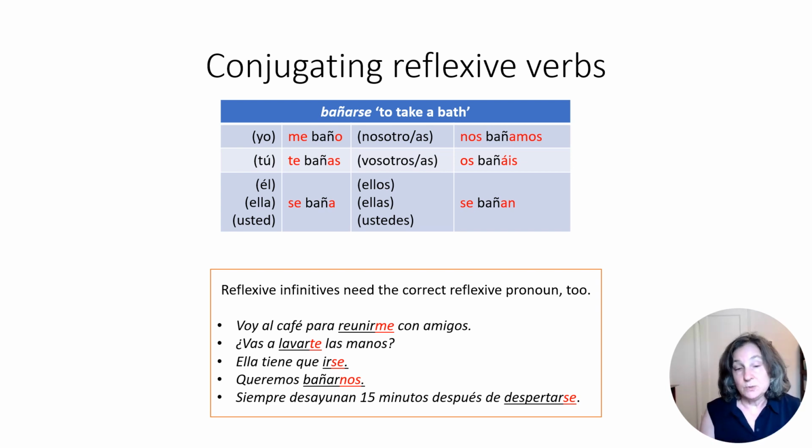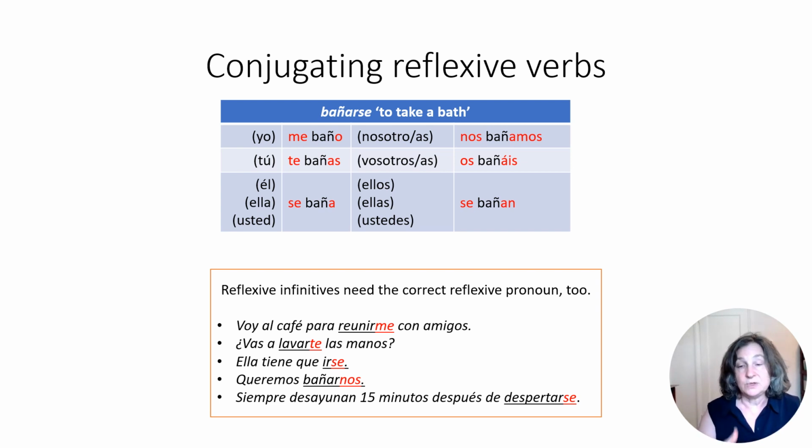Or are you going to wash your hands? Vas a lavarte las manos. It's literally, are you going to wash yourself the hands? That's how Spanish does it. With body parts, they are not possessions. So you have to use the te. It harmonizes with the vas. A third person example, ella tiene que irse. Irse means to leave, and there it's third person, so we're using the same se as in the dictionary form.